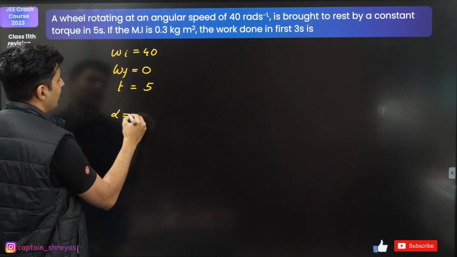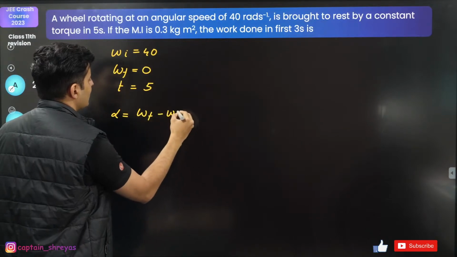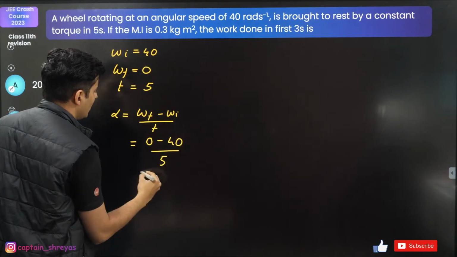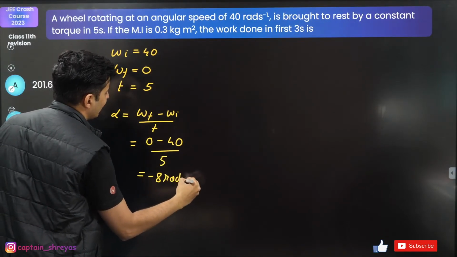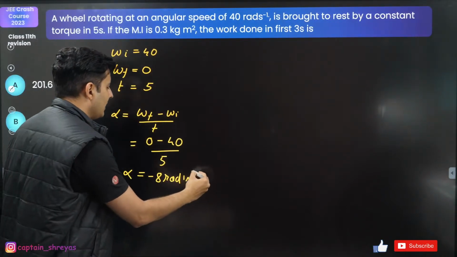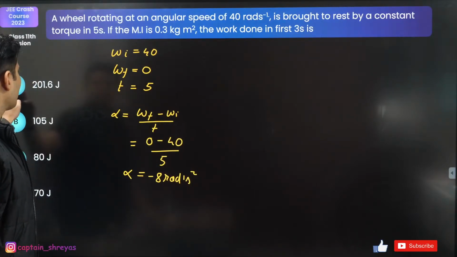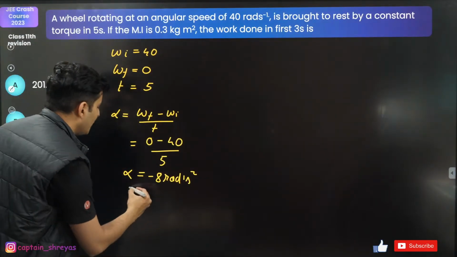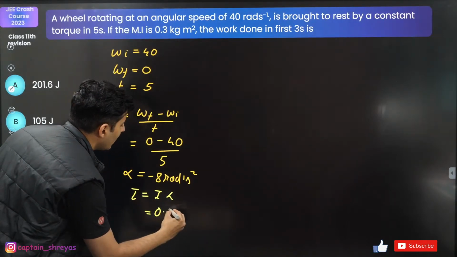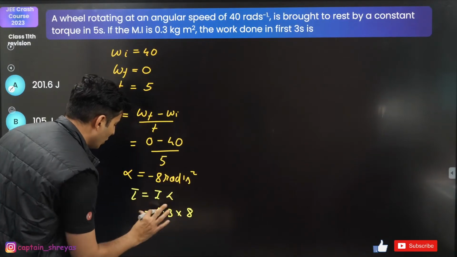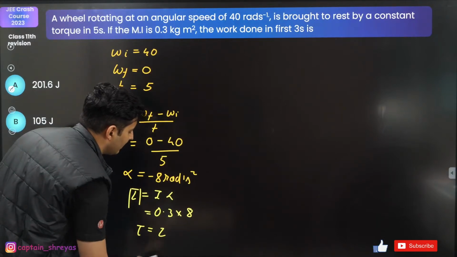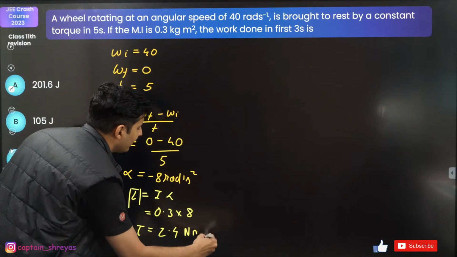So, initial angular speed 40, final angular speed 0, time 5 seconds. From this, I can find alpha, which is final minus initial upon time. So, it is 0 minus 40 divided by 5. So, it is minus 8 radian per second square. Minus because obviously, it is retarding, no? So, minus 8 radians per second square is the deceleration. From this, I think I can find the torque. Torque is I alpha. What is I? 0.3. What is alpha? 8, magnitude wise. I'm just concentrating on the magnitude. So torque will be 0.3 into 8. 8 3s are 24. So 2.4 Newton meter is the torque.